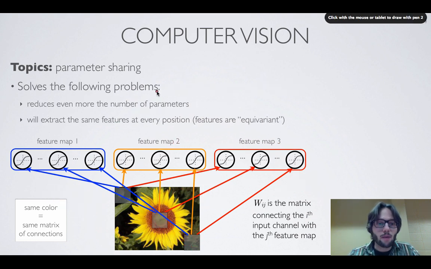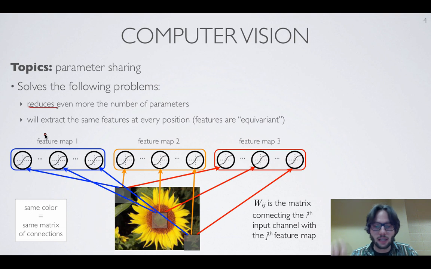Adding parameter sharing allows us to reduce the number of parameters even more, because now the different hidden units connected at different positions actually have the same set of parameters. So for each feature map we only have to store one matrix of connections. It also has the nice property that effectively, within one feature map, we'll be extracting the same feature but at every position in the input.